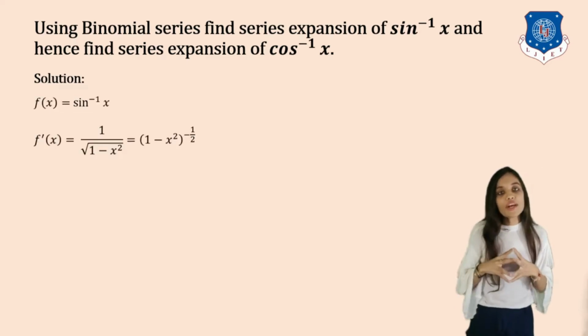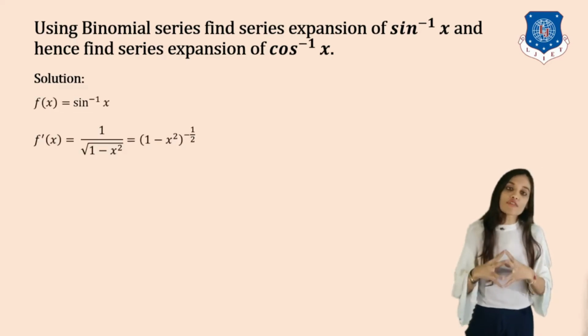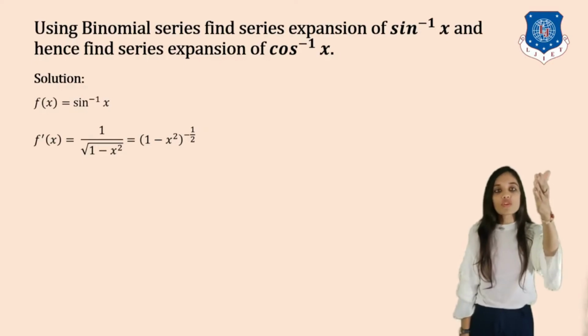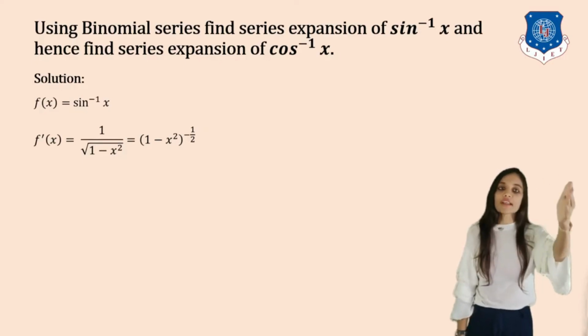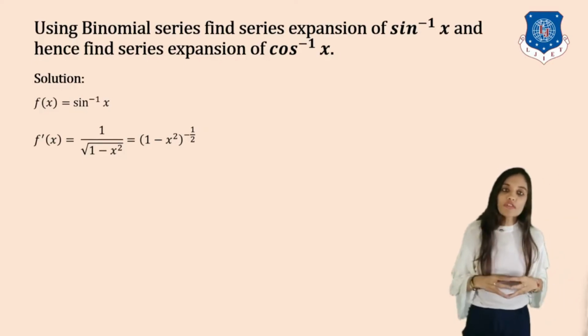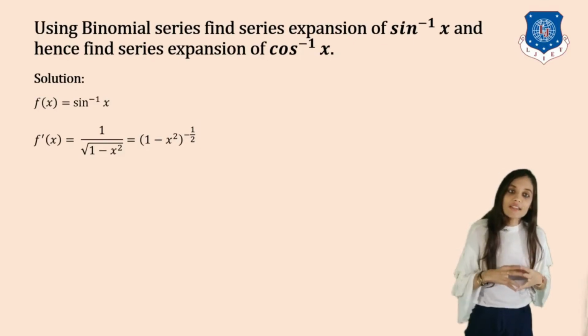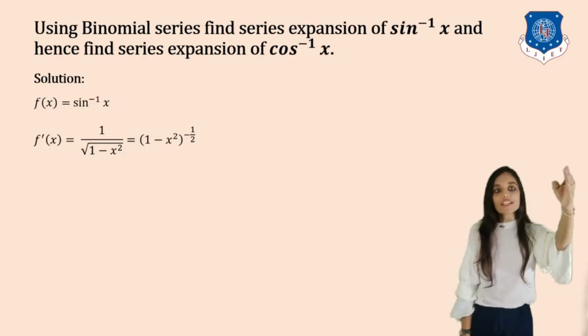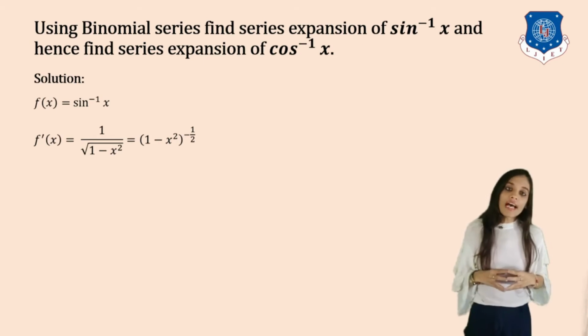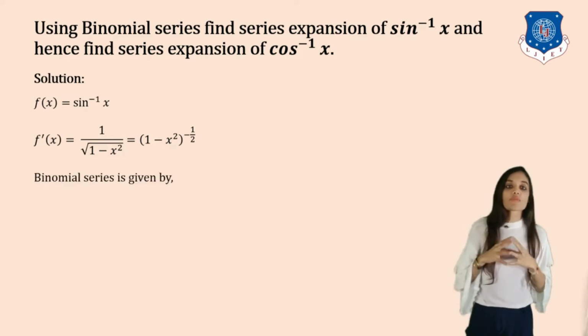So we will again find its first derivative. So f dash of x is equal to 1 upon square root 1 minus x square. Now we will modify this and represent it as 1 minus x square raised to minus half. Now we all know what the binomial series is.